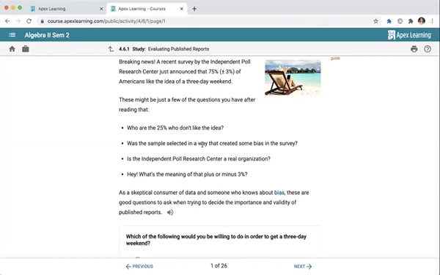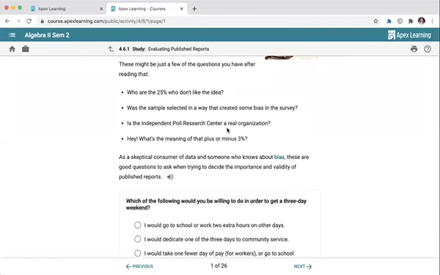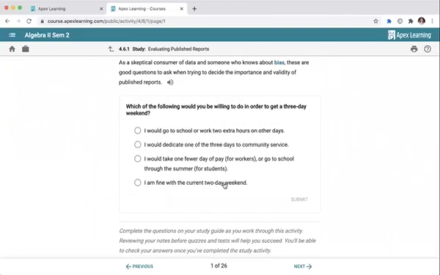All right, some of the other questions that you might now ask here is was the sample selected in a way that created some bias, right? Do they have some bias? Is this even a real organization? All right, and then finally, that last thing that we may or may not have talked about is this plus or minus 3% here, okay? So of course, we can look at that here.